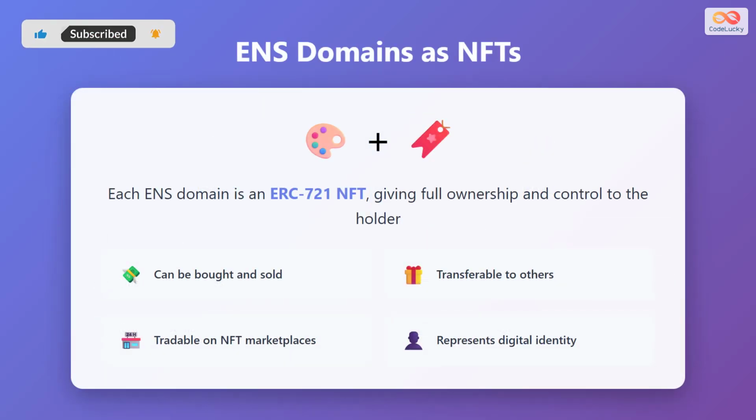Here's something interesting. Each ENS domain is actually an ERC721 NFT, a non-fungible token. This means your ENS name has all the benefits of NFT ownership. ENS domains can be bought and sold on marketplaces, transferred to other people as gifts, traded on NFT platforms like OpenSea, and they represent your unique digital identity in the Web3 space. This NFT structure ensures true ownership and makes ENS domains valuable digital assets.